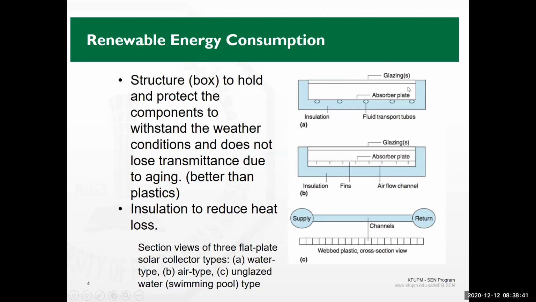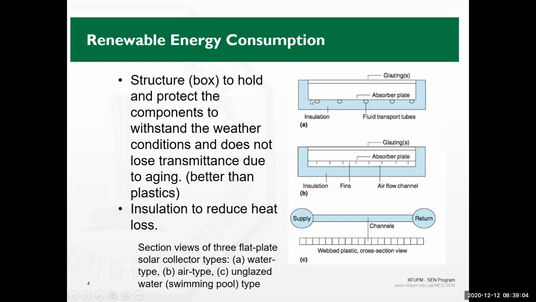But glasses are selected in a way that they can transmit the maximum amount of energy through them. So transmissivity here can exceed 90%, which means that more than 90% falling on the glass is being transmitted down. And when it's transmitted down, there is a black surface here. We call it an absorber plate. The absorber plate is black.